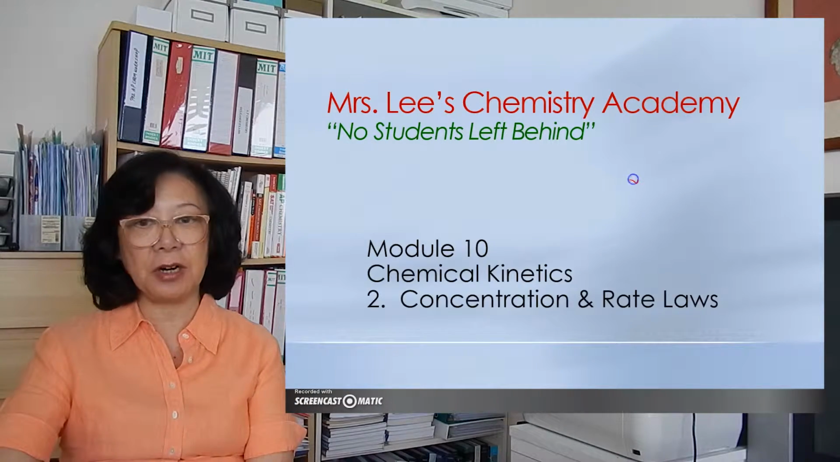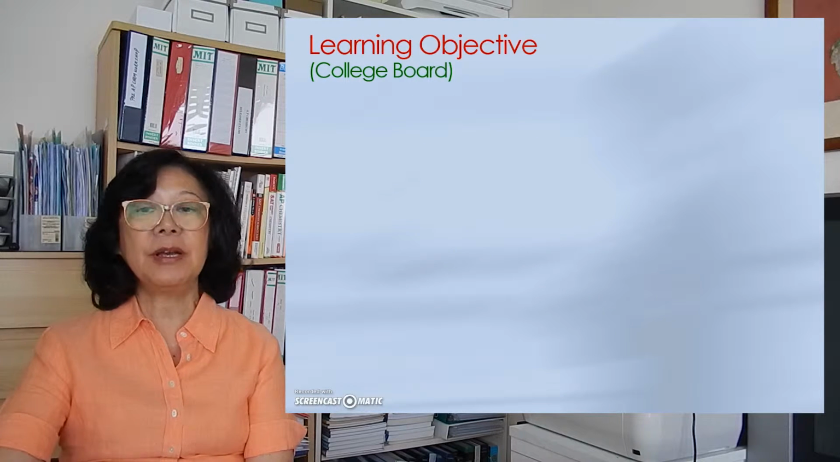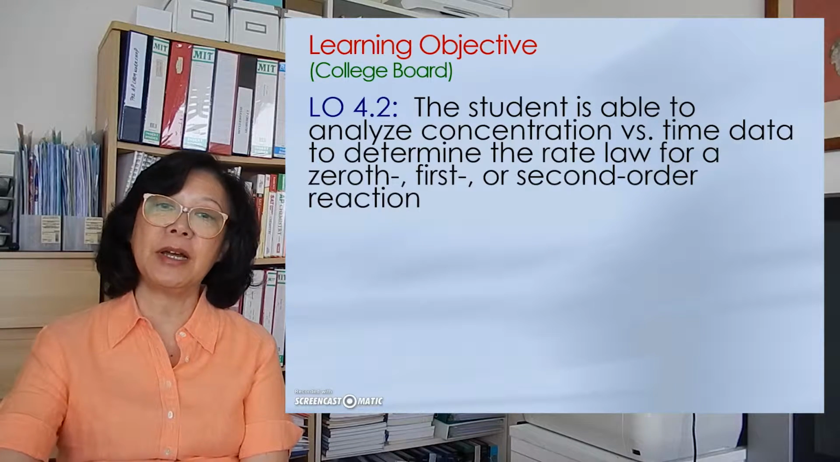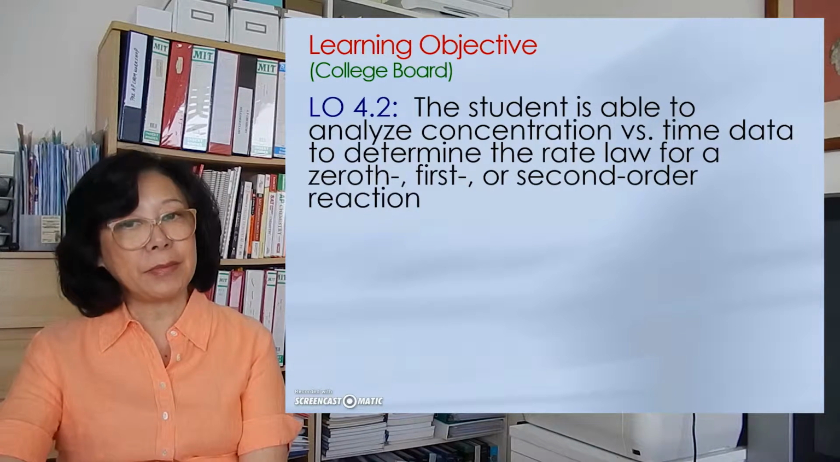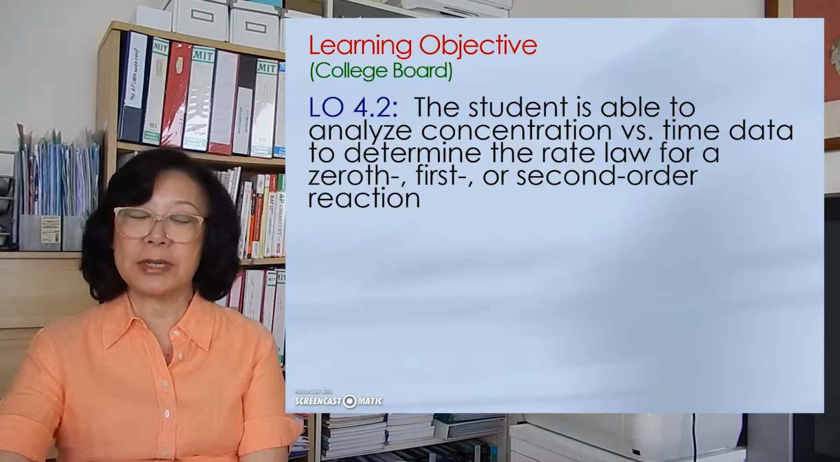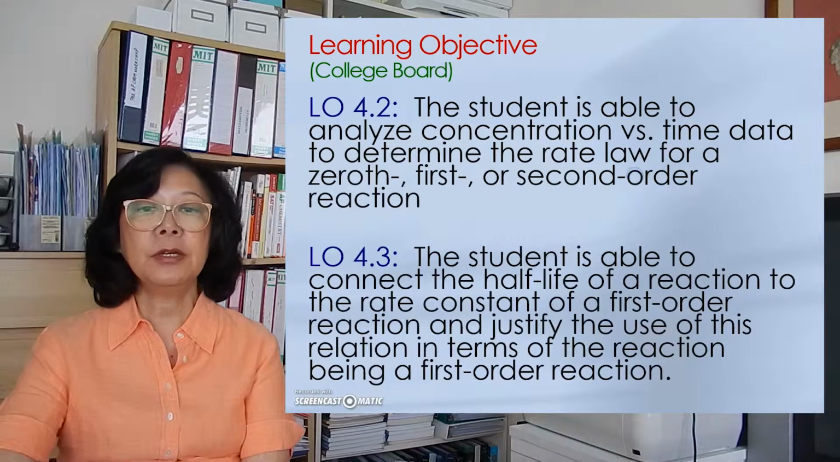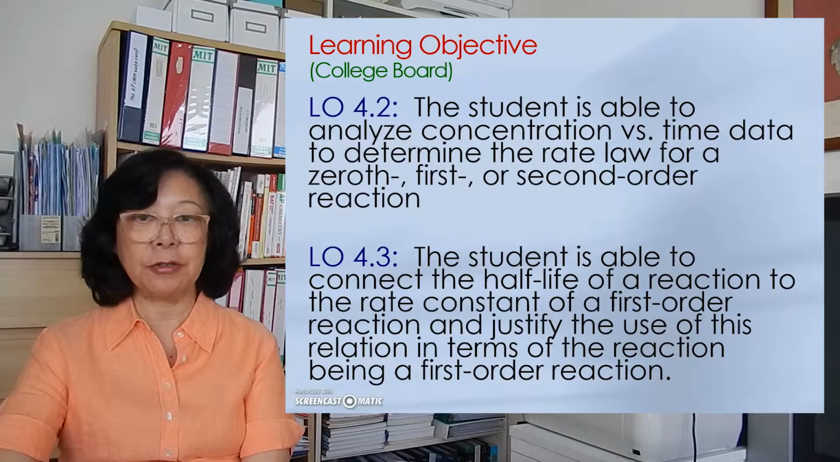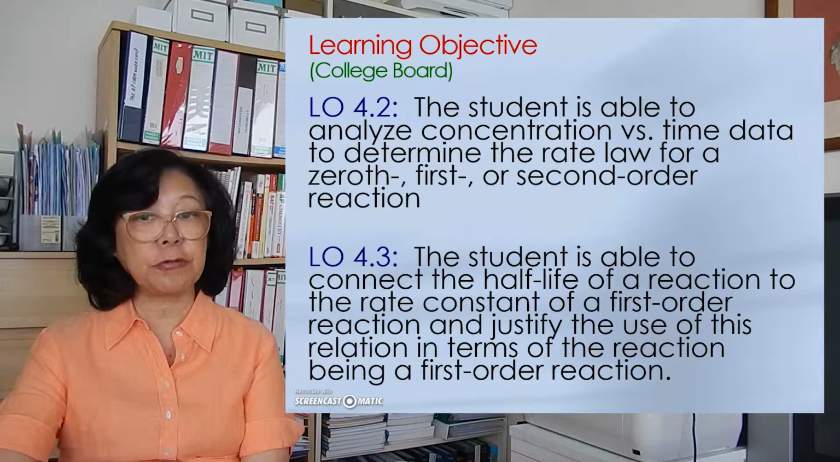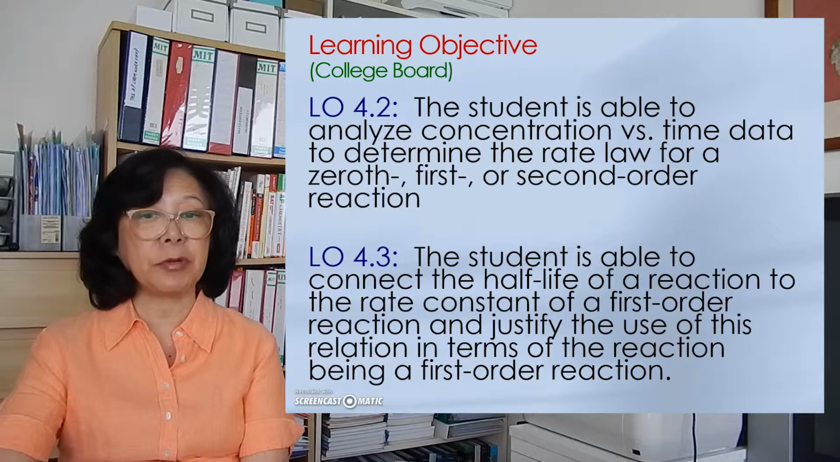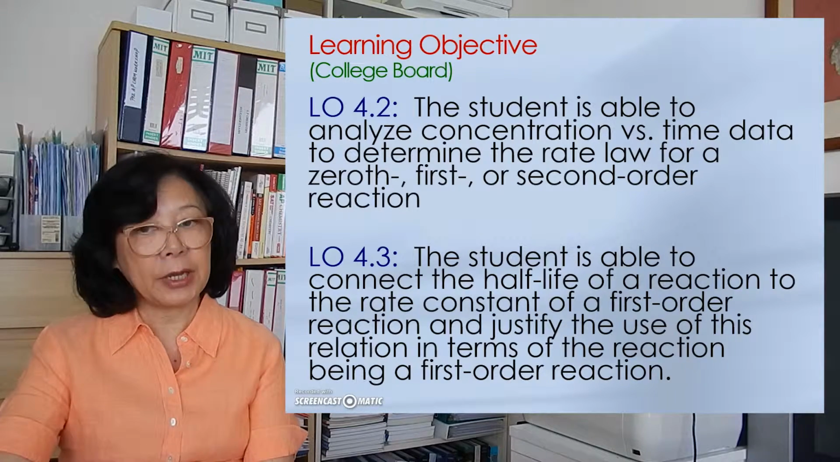Today we're going to focus on concentration and rate laws. Tying to the learning objective from College Board 4.2, the student is able to analyze the concentration versus time data to determine the rate order for a zeroth, first, or second order reaction. 4.3, the student is able to connect the half-life of a reaction to the rate constant of a first-order reaction and justify the use of this relation in terms of the reaction being a first-order reaction.